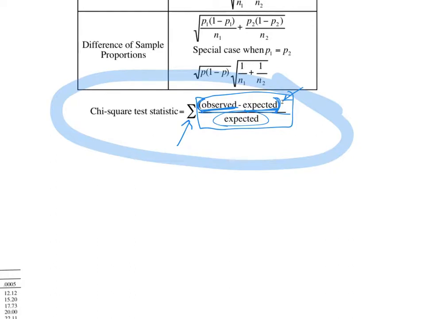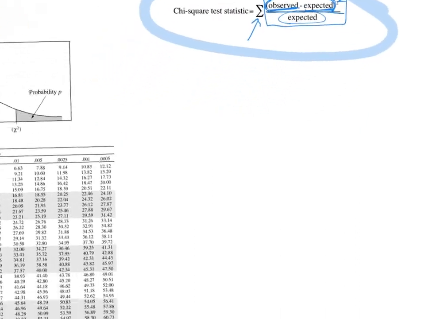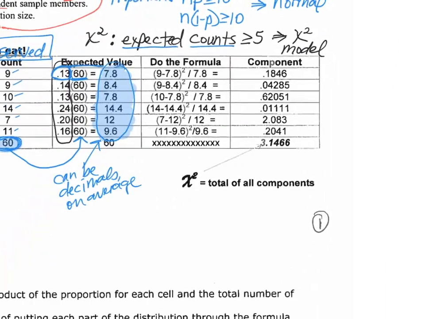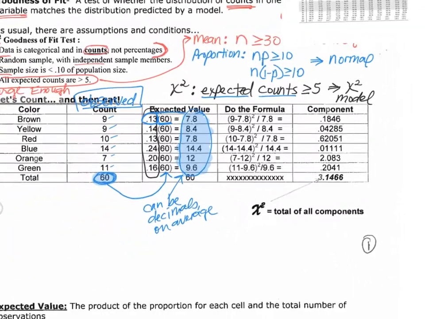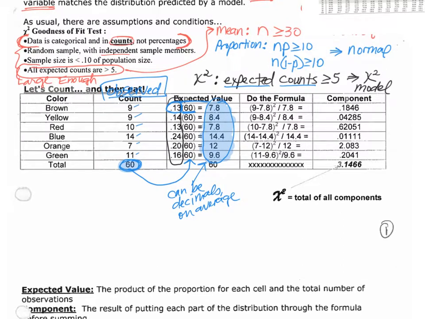You will then sum up all those 6 components, and that's how you would get your total chi-squared number. So let's go ahead and take a look at that on your sheet. This is what I want you to do. I do want you to write out the numbers you use just 6 times.